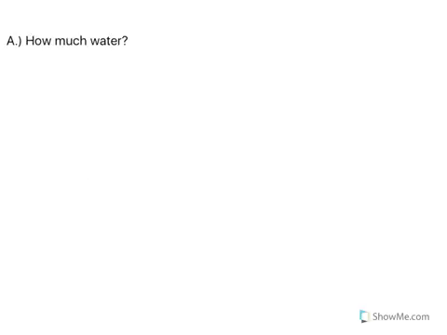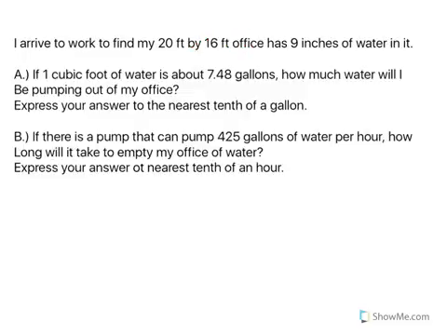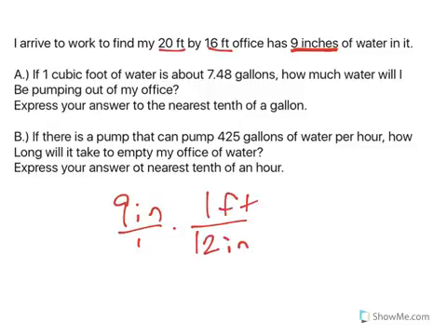Well, it talks about a cubic foot. And to find a cubic foot, we're going to multiply foot by foot by foot. But if you recall, we've got 20 feet by 16 feet by 9 inches. So our first step is to say 9 inches. Well, we know that 12 inches is 1 foot. So that makes my inches cancel out. And I have 9/12 of a foot.